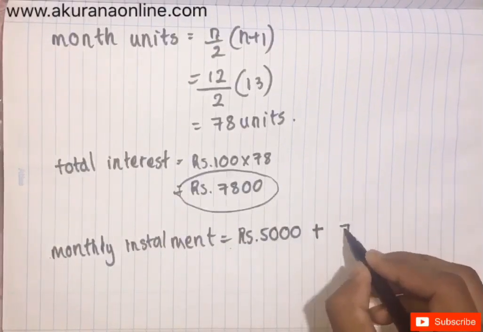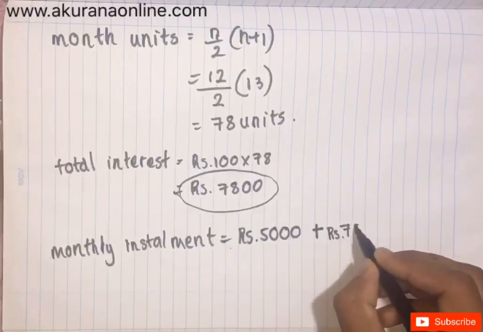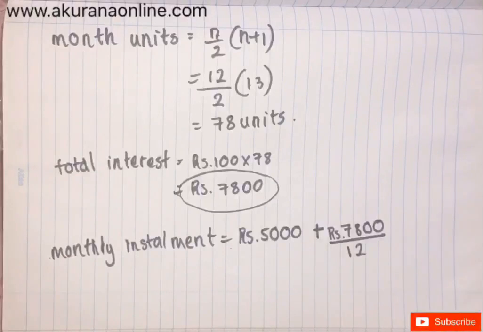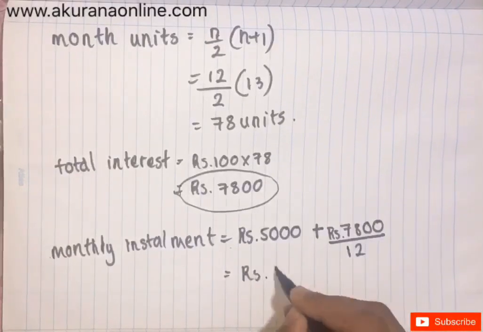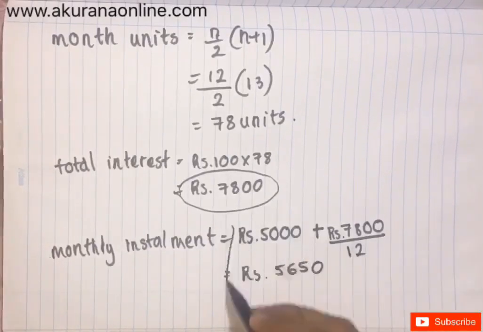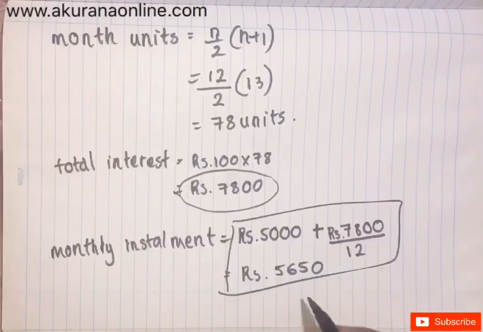Therefore, 7,800 divided by 12. Therefore, the answer you will be getting is 5,650. Or else this question can be done in this way.